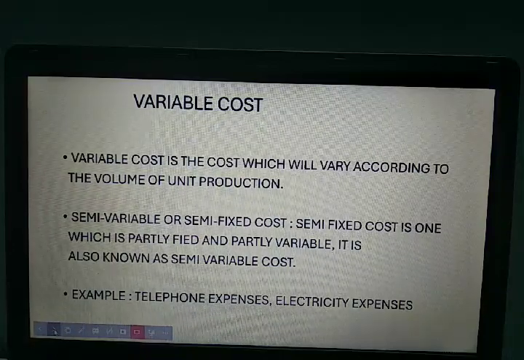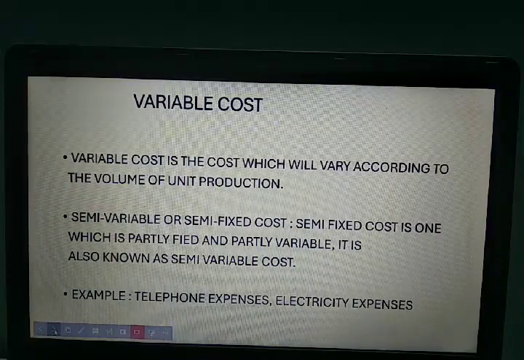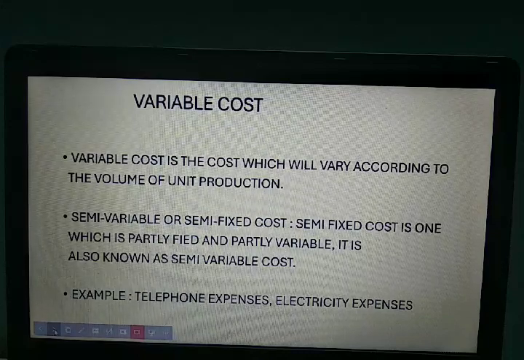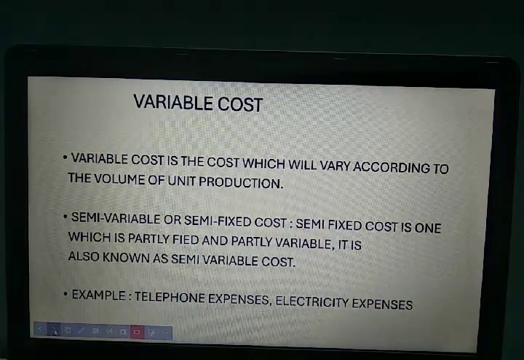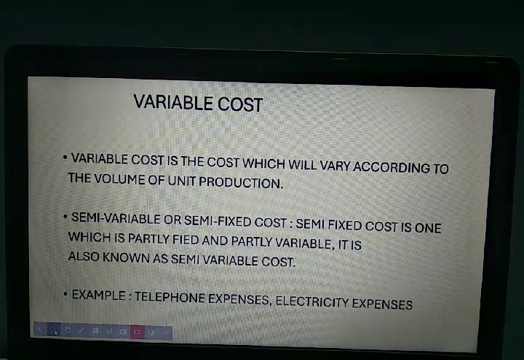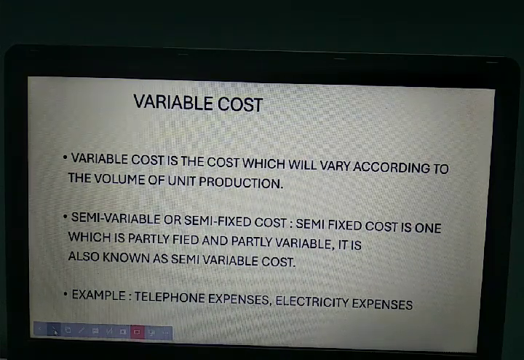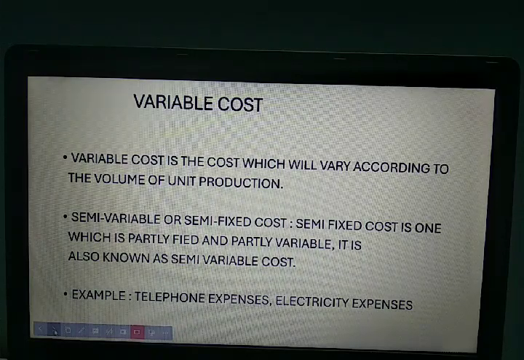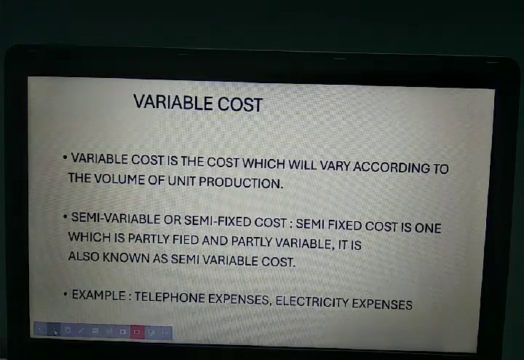Now we'll come to your variable cost. By the name itself you can understand that it varies. Variable cost is the cost which varies according to the volume of production. Suppose you produce 10,000 units, and then 10,001 units, the additional one unit will change the cost. It is directly proportionate to the volume of production. If you produce 5,000, some cost will be there. If you produce 10,000, it will be double the cost. If you produce 15,000, it will be triple the cost. So it varies directly with your production.